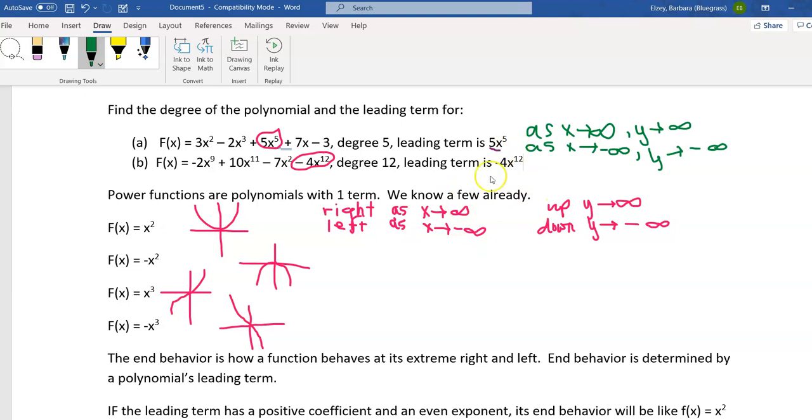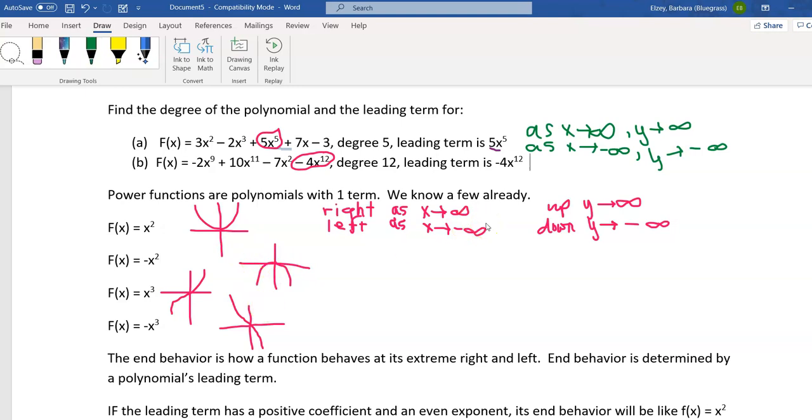Now let's go to this one. The leading term was negative 4x to the 12th. There is a negative coefficient and an even exponent. A negative coefficient and an even exponent is going to look like negative x squared. Notice it goes down on both sides. So as we go to the right, it goes down. As we go to the left, it goes down.